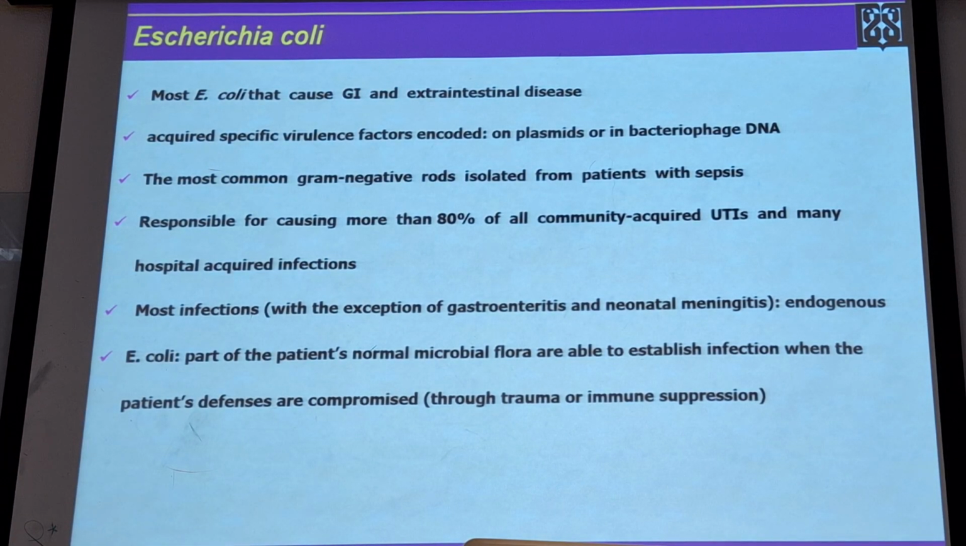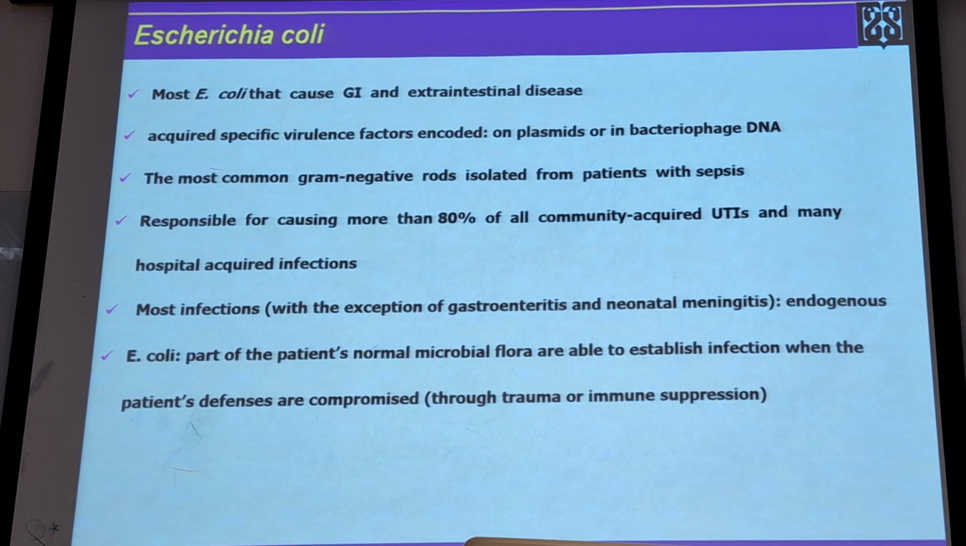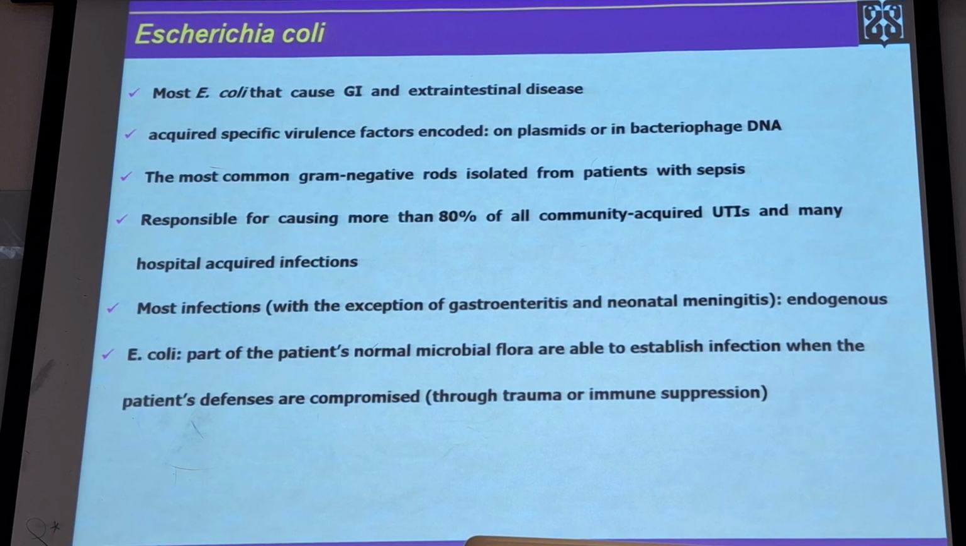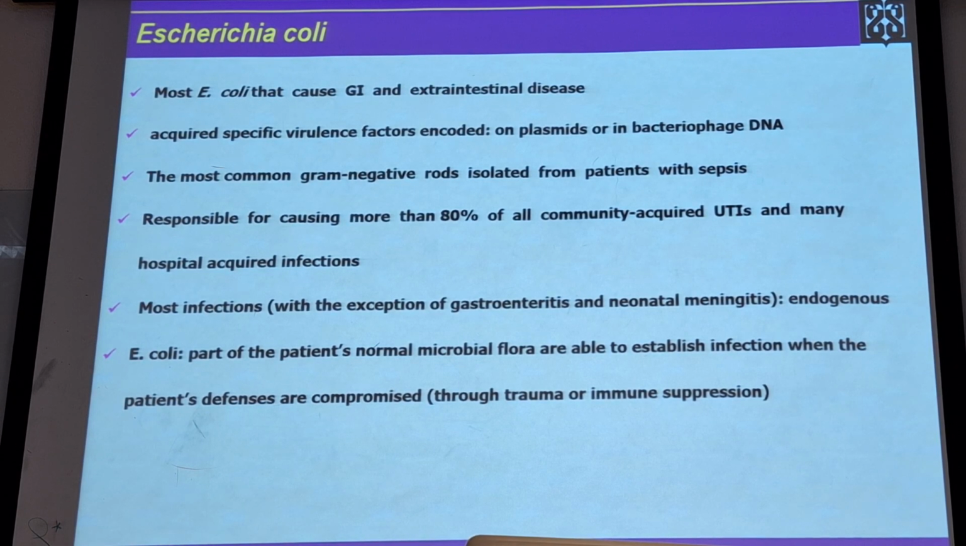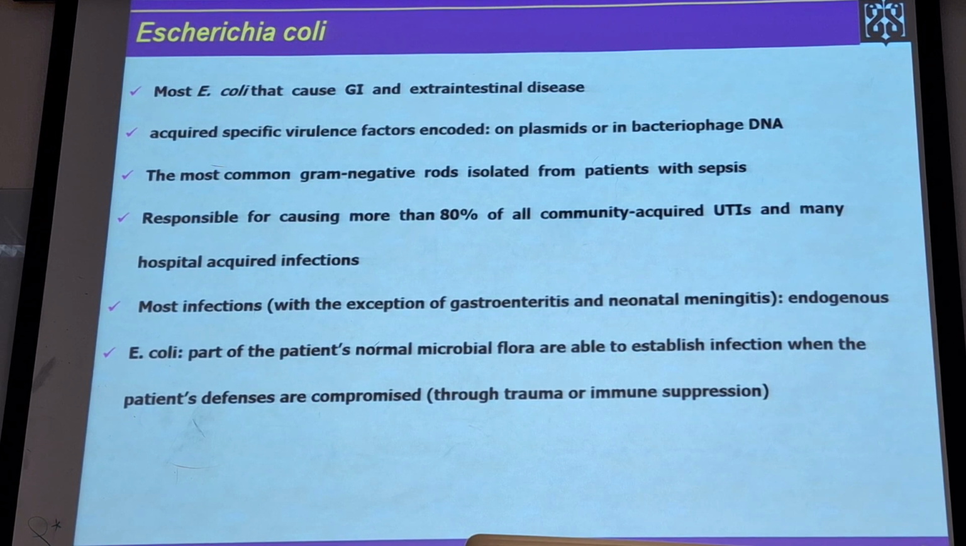Most strains of E. coli cause GI and extraintestinal disease. These strains of Escherichia coli have many virulence factors. They are acquired from plasmid or bacteriophage DNA.